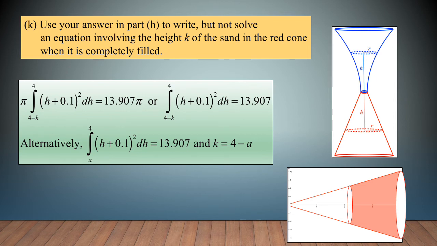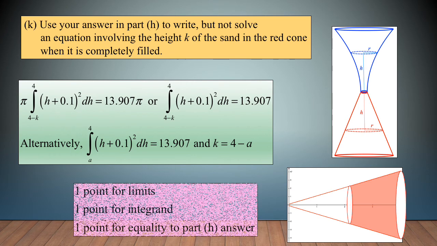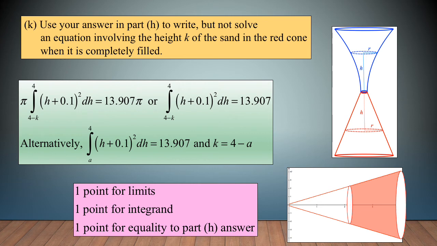13.907 pi. We can drop the pi's and write the integral from 4 minus k to 4 of (h plus 0.1) quantity squared dh equals 13.907. Alternatively, we could say that the integral from a to 4 of (h plus 0.1) quantity squared dh equals 13.907, and k is therefore equal to 4 minus a. 3 points for this problem, 1 point for the limits in the correct orientation, 1 point for the integrand, and 1 point for equality to the Part H answer.